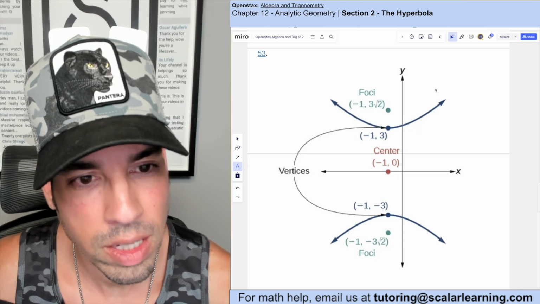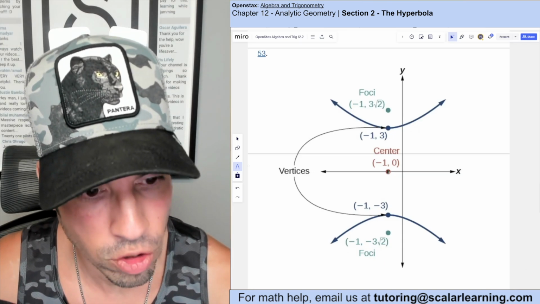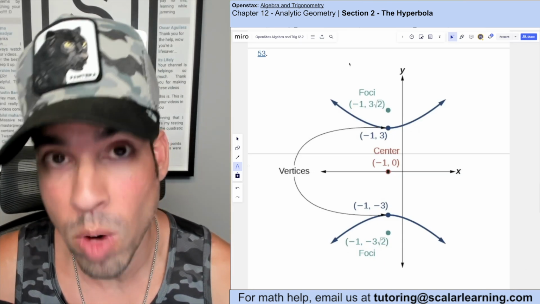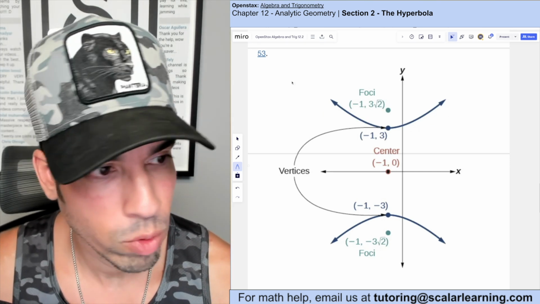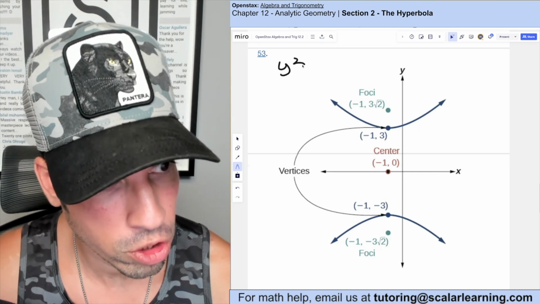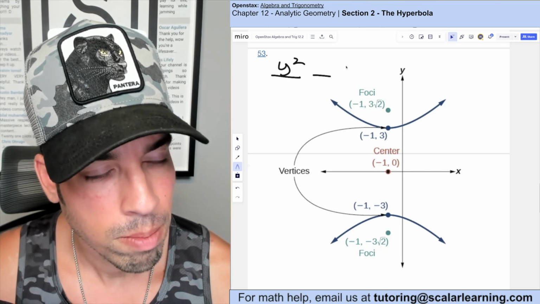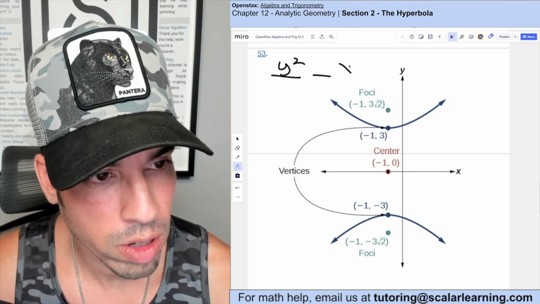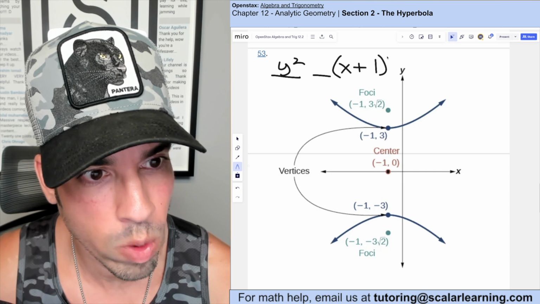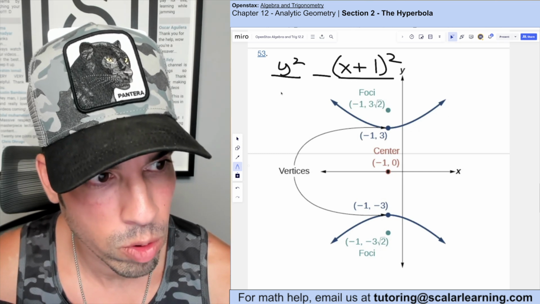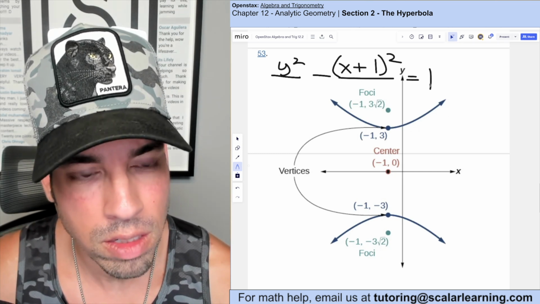Done. So for this one, we are going to start with our nice center, right? And I can see it goes up, down. So I know the y is going to be first. So the center is negative 1, 0. So I say y minus 0, which is just y squared, over something, minus x minus negative 1, or x plus 1 squared. Okay, and we're going to figure out what goes underneath these in a second. And then this is equal to 1.